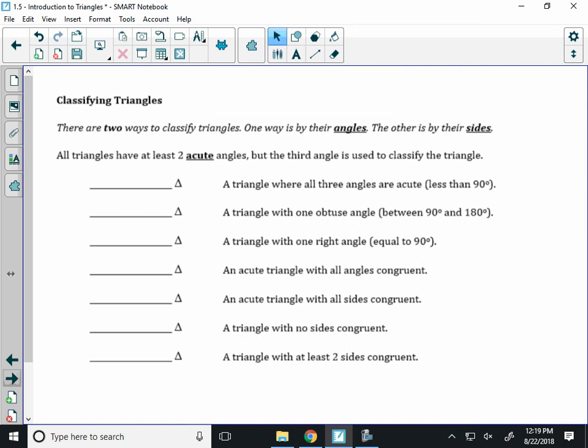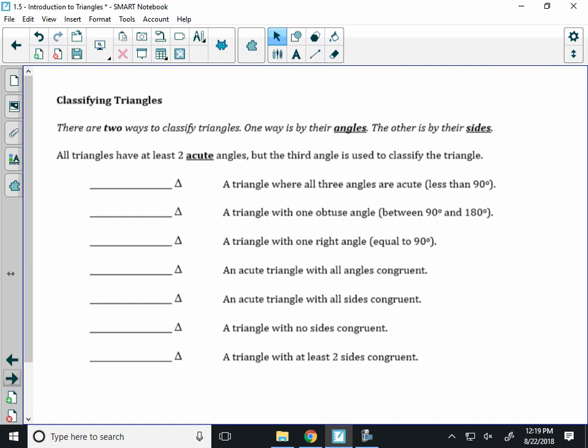So we take a look. We're going to classify triangles. We're going to see different types of triangles all throughout geometry, so we're going to work on classifying them. In order to classify a triangle, okay, there's two ways. One way is by their angles, and the other way is by its sides. Okay. And all triangles have at least two acute angles, but we use that third angle to help classify it.